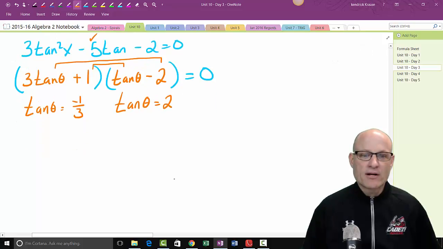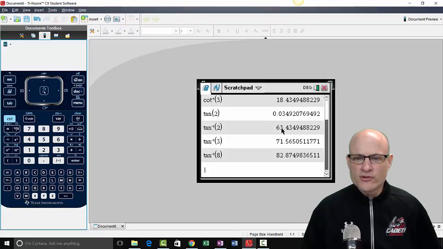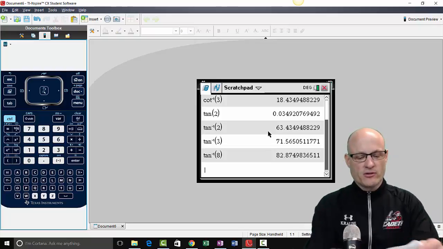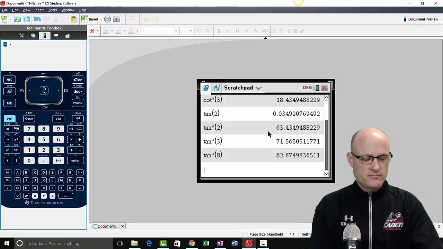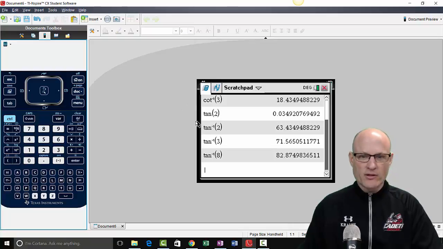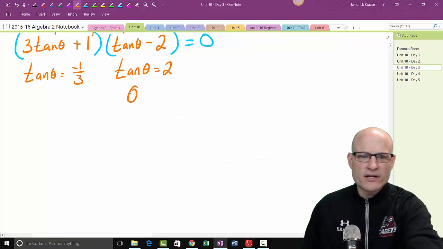Now I go to work. I think I already did 2. 2 is 64 degrees, right? Maybe I rounded it wrong. Or 63 degrees. Why did I say 64? 63 degrees. So tangent theta equals 2 gives theta equal to 63 degrees.